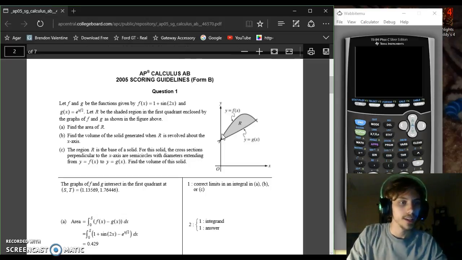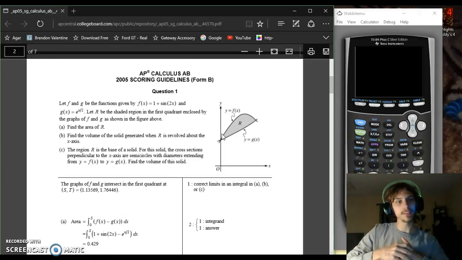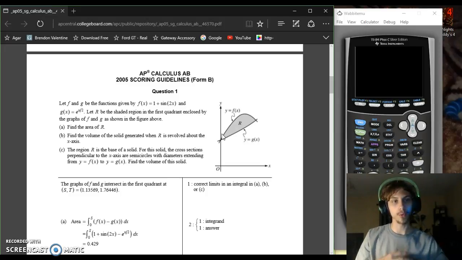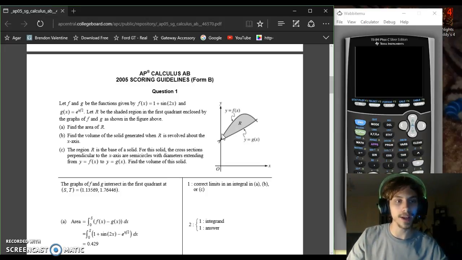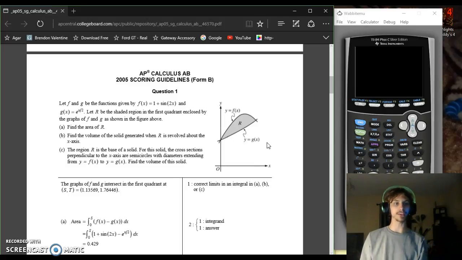Okay, so let f and g be the functions given by f of x equals 1 plus sine of 2x and g of x equals e to the power of x divided by 2. Let R be the shaded region in the first quadrant enclosed by the graphs of f and g as shown in the figure above.